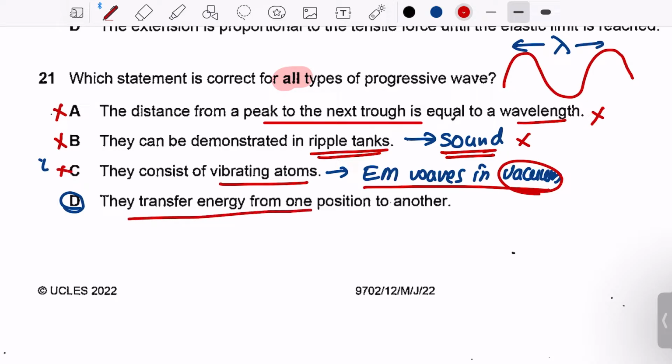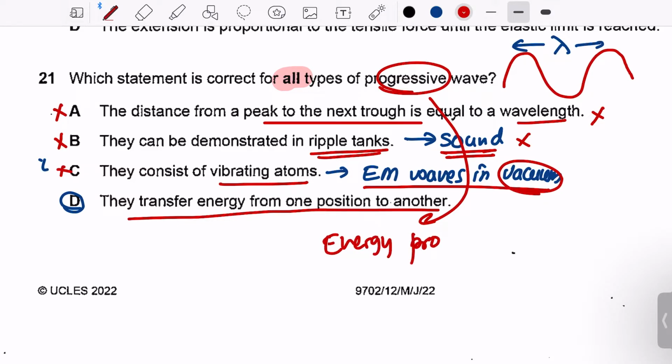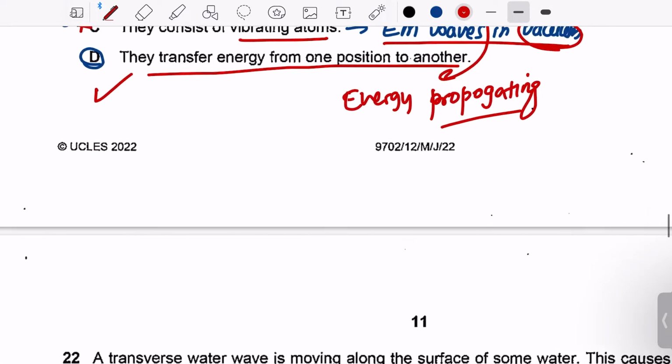They transfer energy from one position to another. That's why progressive. Progressive means energy moving, or actually propagating. Energy is actually moving in space. So any progressive wave has to carry energy forward. So answer is D.